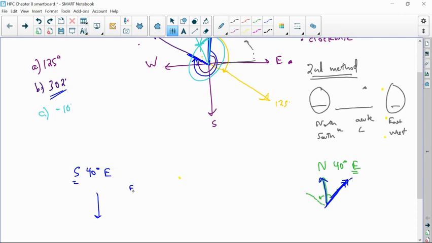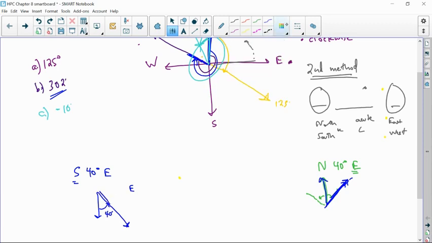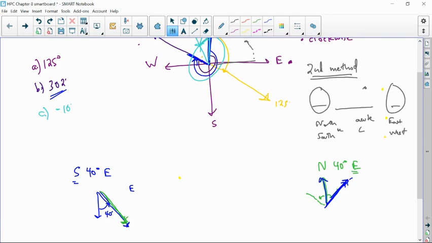Remember, east is over here. So 40 degrees to the east means that's 40 degrees. And so then there it is. That direction right there would be the direction, let's say it's an airplane, or let's say it's a boat. Those are two very common examples that we're going to see in this section. And so this green line would represent that direction, that vector, that trajectory.